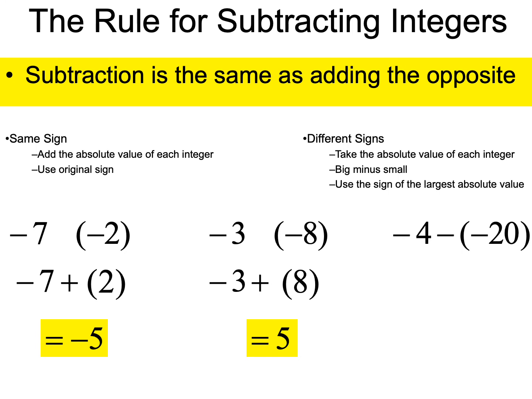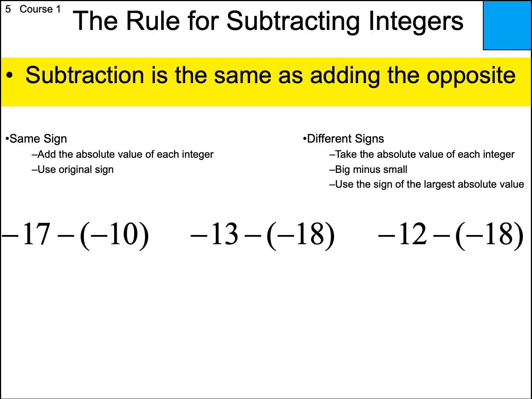Last one. Negative 4 minus negative 20, negative 4 plus, because subtraction is the same as adding. The opposite of negative 20 is 20. Big minus small. 20 minus 4 is 16, and I got way more positives. I got 20 positive, 4 negatives. Okay, so therefore 16. Confident? Okay, do the last 3 and we're done. Go ahead, pause the video, answer the last question on the Google Forms, come back, check your answer.